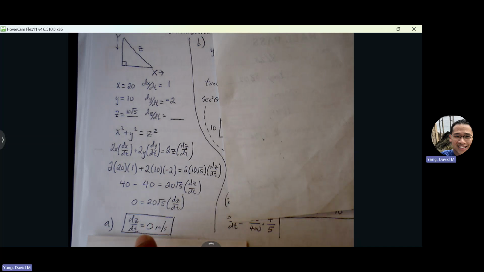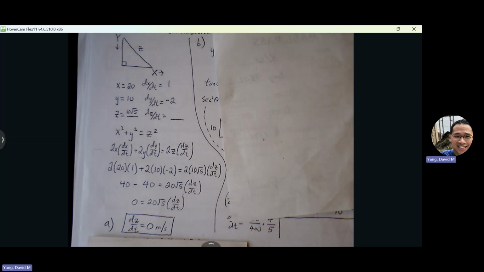So it's only at that moment in time where it's 0 meters per second. Any other time, it's probably not going to produce that. It's not like the ladder problem where it's always 0. It's just a moment in time when it's 0. Okay, any questions with part A?